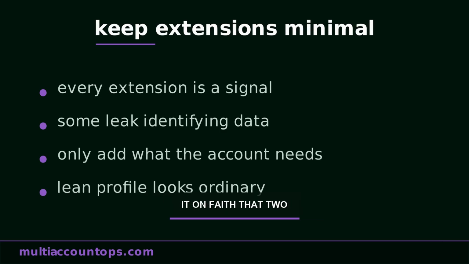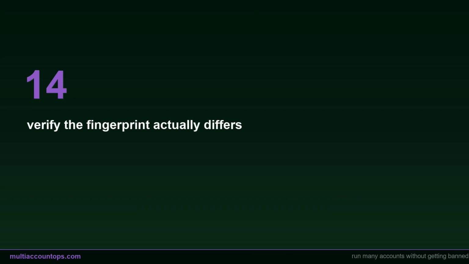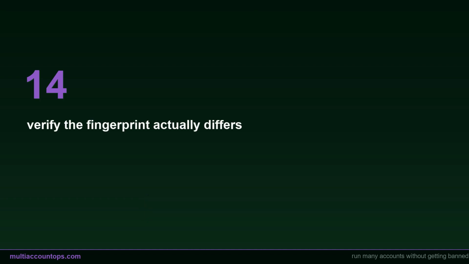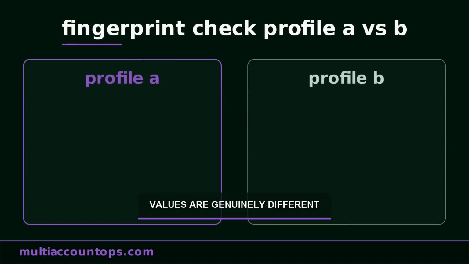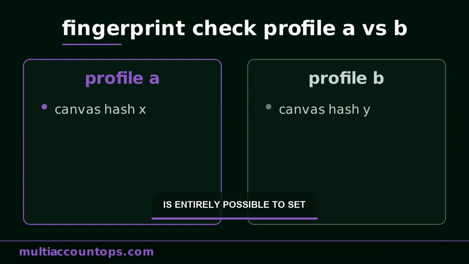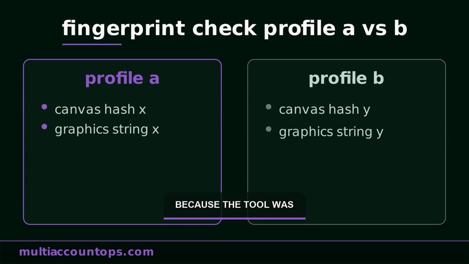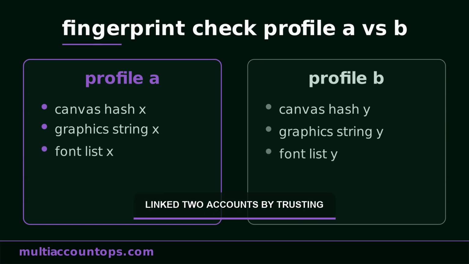Verify the fingerprint actually differs. Do not take it on faith that two profiles look like two devices. Check it. Open a fingerprinting test page inside each profile and confirm that the canvas result, the graphics string, the fonts, and the screen values are genuinely different between them and internally consistent within each. It is entirely possible to set up two profiles that you think are separate but that report the same underlying fingerprint because the tool was misconfigured or the base device leaked through. A quick side-by-side check catches that before you have linked two accounts by trusting a separation that was never really there.